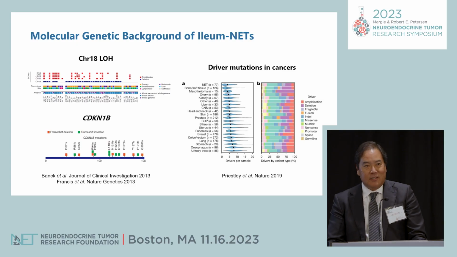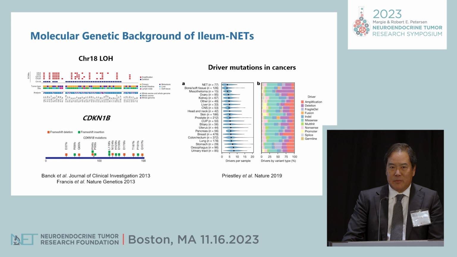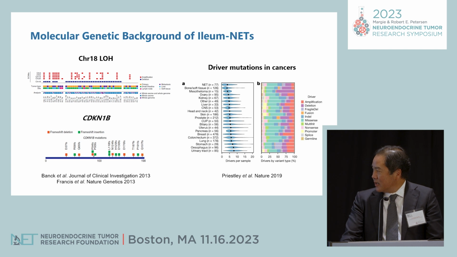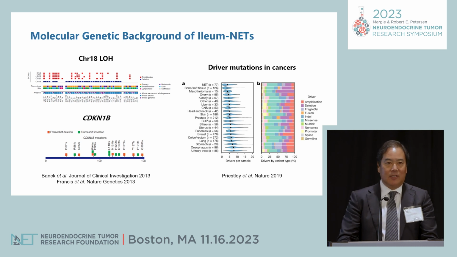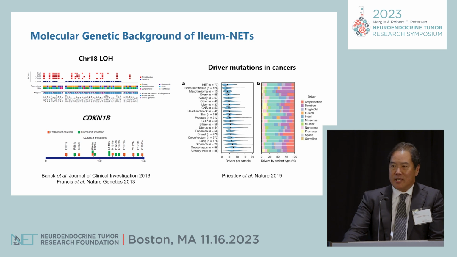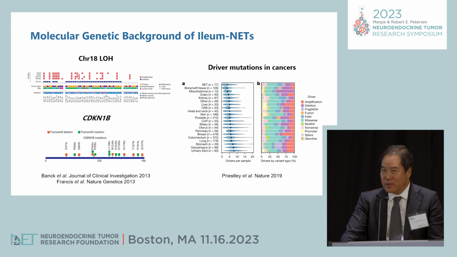Giving background on what's known so far about the genomics of ileum neuroendocrine tumors, compared to other cancers, they have a very low somatic mutation rate. When you look at somatic alterations, the most common is chromosome 18 loss of heterozygosity, which is found in about 60% of patients. Years ago, at the NETRF, Matthew Meyerson's group, as well as a group from Mayo Clinic, presented data that the only recurrent somatic mutation was in CDKN1B, found in about 8 to 10% of patients. Other than that, no other recurrent somatic mutations have been identified.